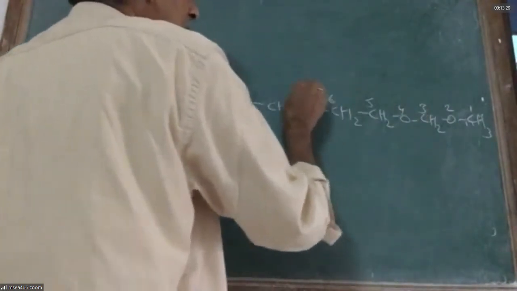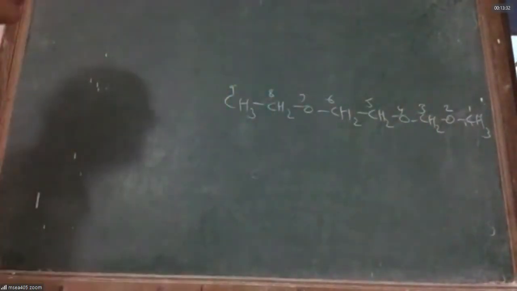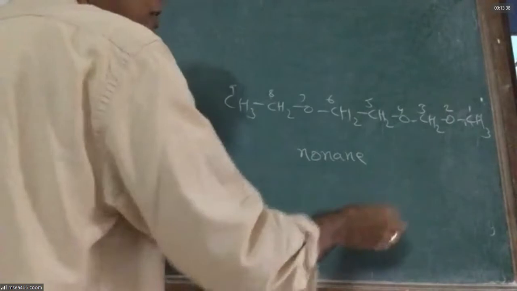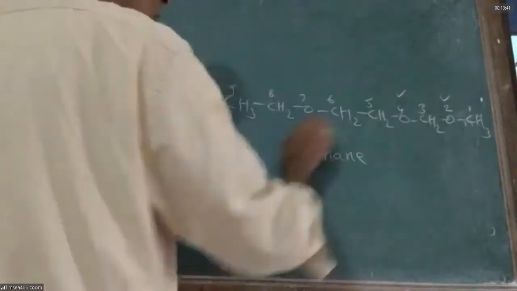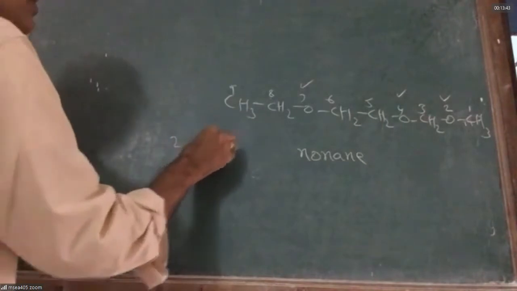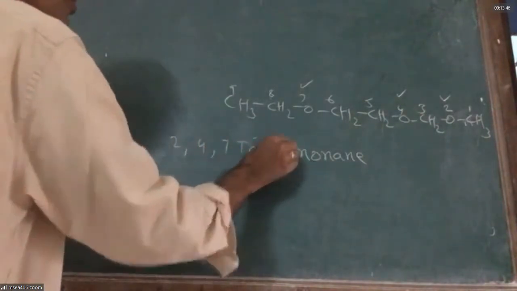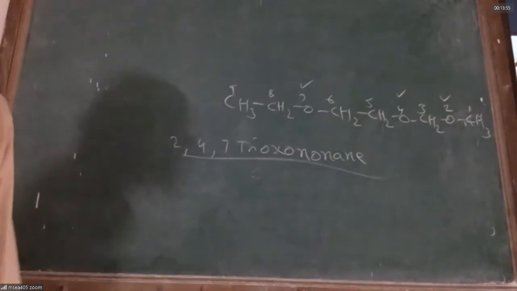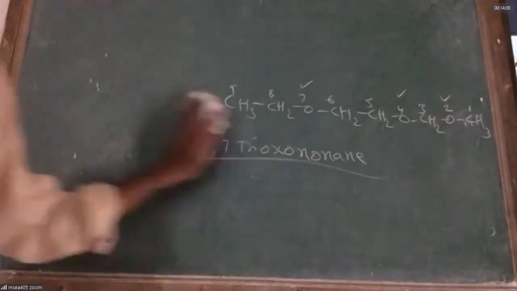They are called polyethers, sir. You have to count from one end to the other end: 1, 2, 3, 4, 5, 6, 7, 8, 9. So how many atoms are there in the chain? 9. So it is known as 2,4,7-trioxanonane. They are called polyethers. It has many ethers. Fundamentally, an ether is that which has oxygen linked to 2 alkyl groups. So simply I have familiarized you with some names.